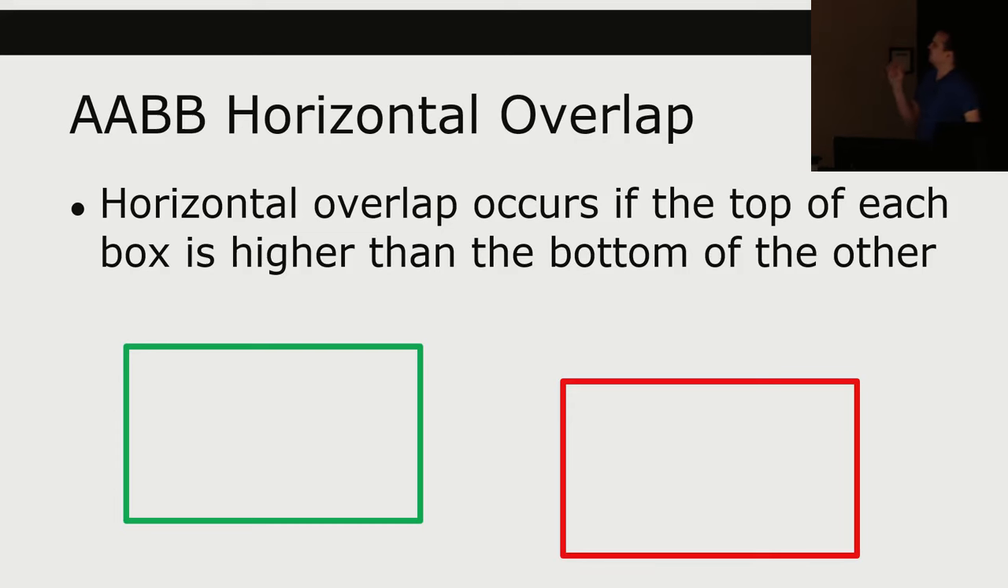I'm going to define horizontal overlap as occurring if the top of each box is higher than the bottom of the other box. Essentially, it means, can we draw a horizontal line that intersects with both boxes? So yes, I could draw a line across right here that intersects with both boxes. That's the concept of horizontal overlap.